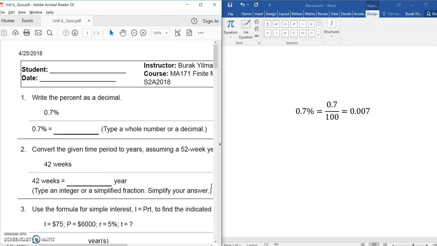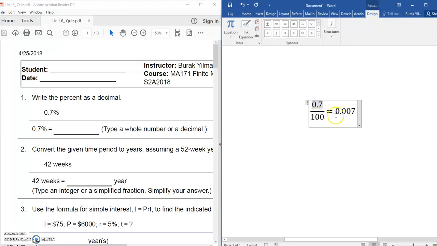The second question is asking us to convert the given time period to years. So this is 42 weeks makes how many years? Assuming there are 52 weeks in a year. So that's again another simple fraction. 42 weeks, since there are 52 weeks in a year, if you divide 42 by 52, this is actually how many years this makes. So all we need to do is just simplify this fraction.